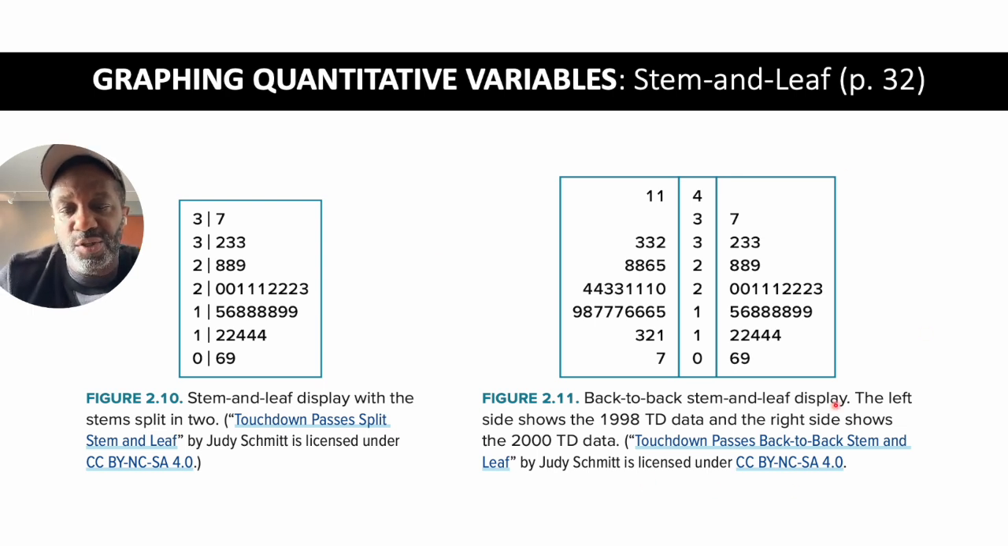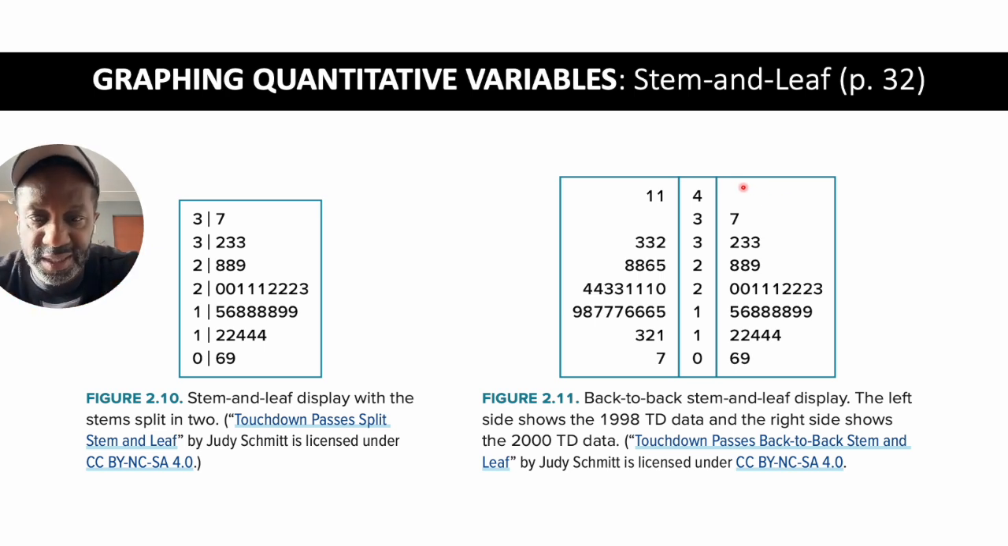But now if you take a look at figure 2.11, this is called a back-to-back stem and leaf. And all it's doing is using the same stem, but we have the stem in the middle, and you can see that the stem is broken into the same two levels or two tiers as I just showed you in figure 2.10. But we're seeing on the left side the data for 1998 touchdown data. And on the right side, we're seeing data from the year 2000. And in this way, if you tilt your head to the left, you can see the shape of the data for 1998. If you turn your head to the right, you get the shape of the data for 2000.